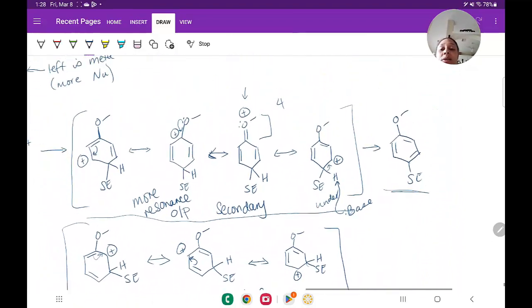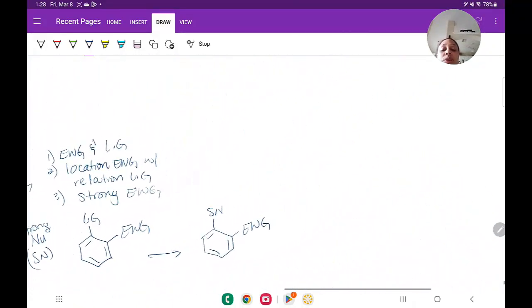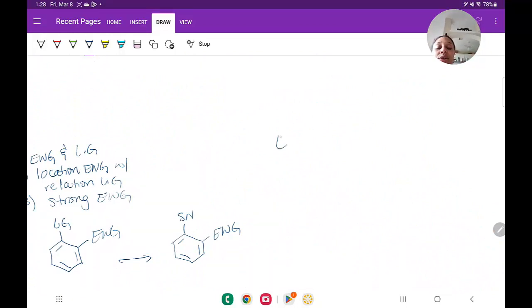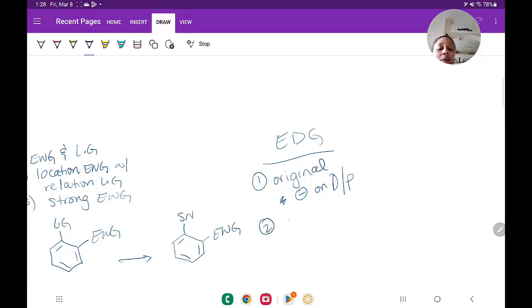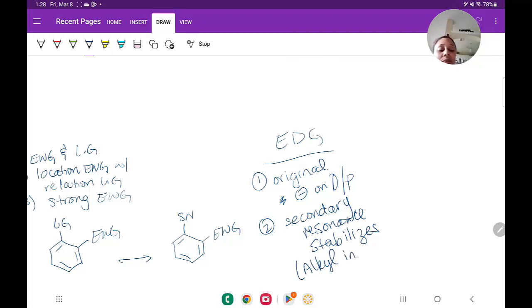So thinking through the 2 reasons why we get the direction that we get, we have the original resonances that put, for electron donating groups, the negative on the ortho and the para position, and secondly, the secondary resonance stabilizes the arenium complexes, or if you're talking about alkyl, it does this by induction.